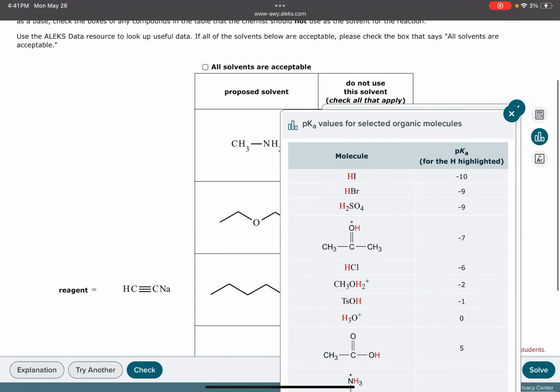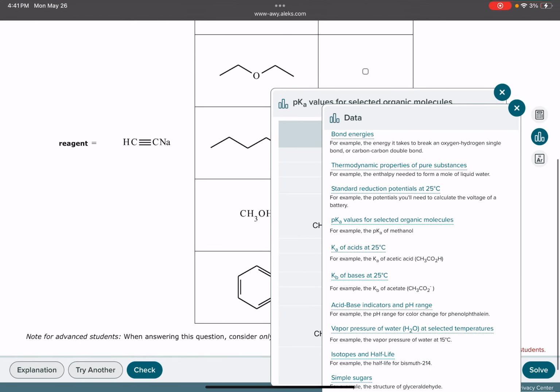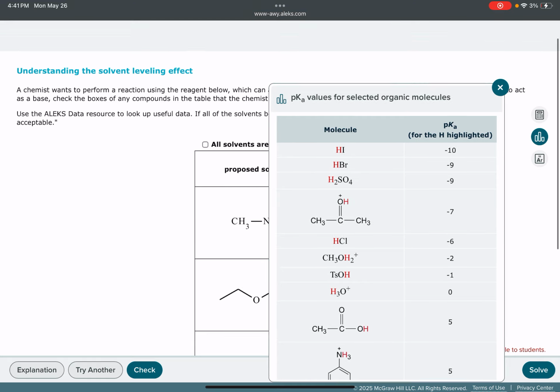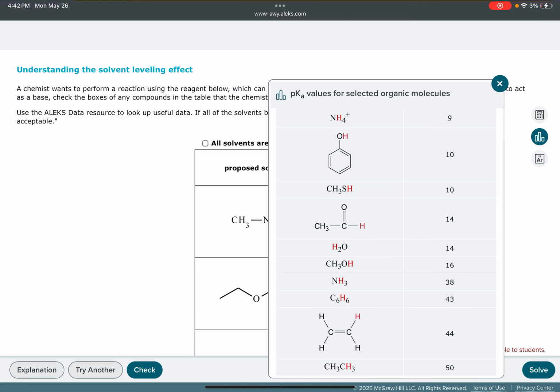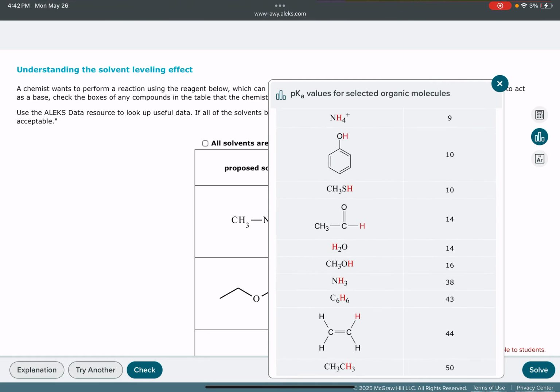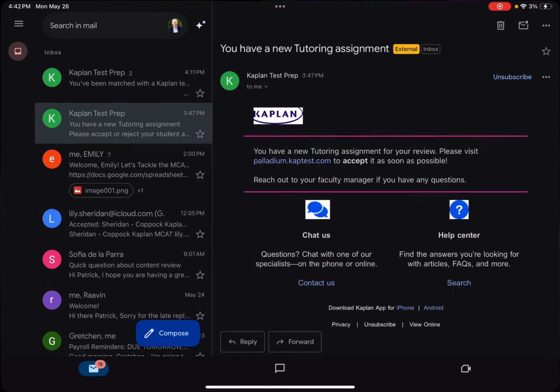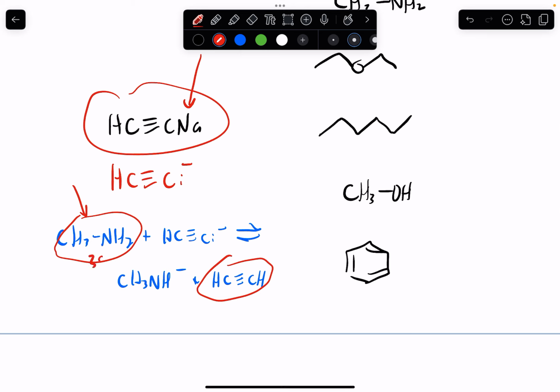What the problem is, okay, so here's the mistake, the thing that ALEKS has done wrong. So we've got to look for ammonia or amine, methylamine. Well, there's ammonia, which is 38, and methylamine is not on here. So we go, okay, well, methylamine probably acts like ammonia. So let's go back over to the, okay, this is probably going to be about 38 because it looks like ammonia, right? But then we go to find acetylene on there.